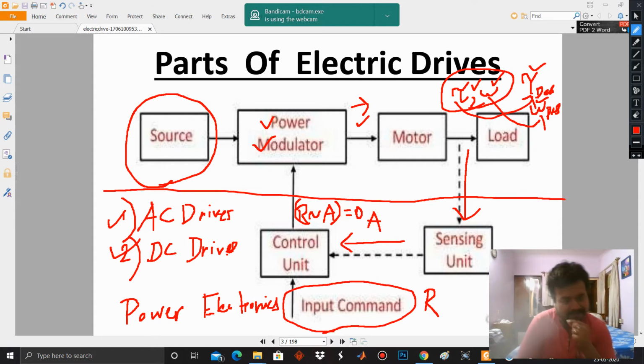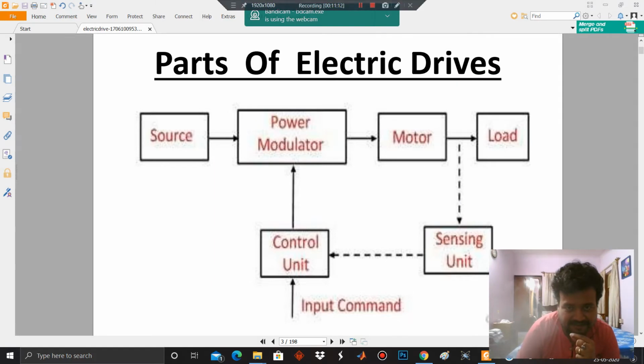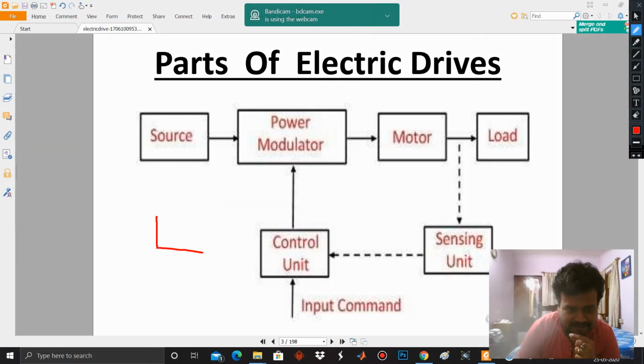Let me give you an example. Suppose you are working in a cement plant and there is a mortar in the cement plant. I will elaborate this. You are working in a cement plant and there is a mortar denoted by M in the cement plant and there is a churner motor which is churning the chemicals placed in the mortar, and this is a motor.